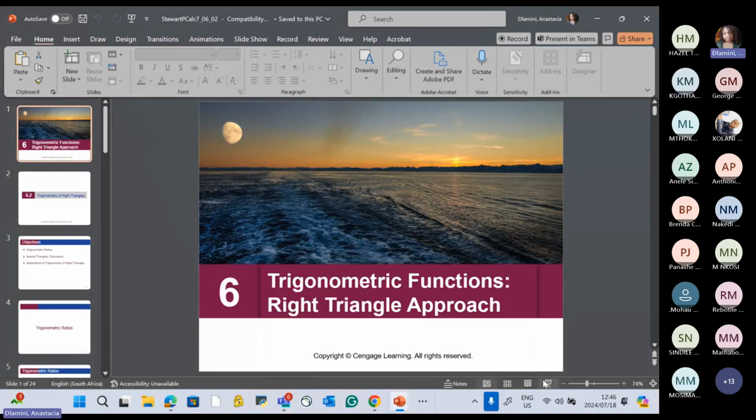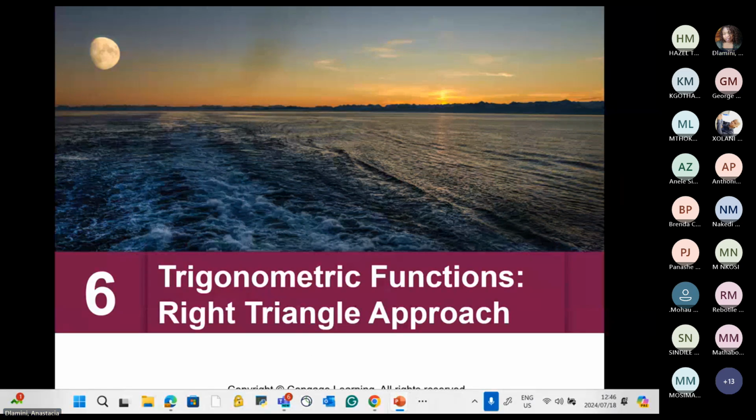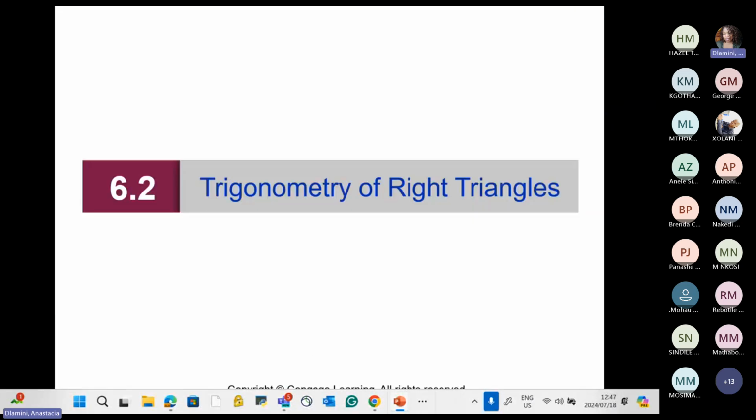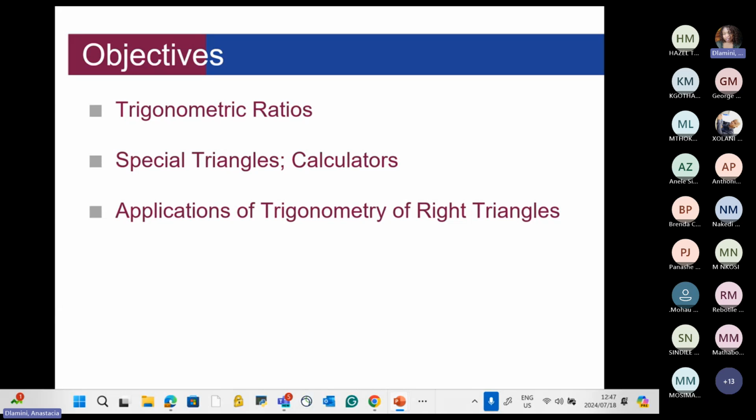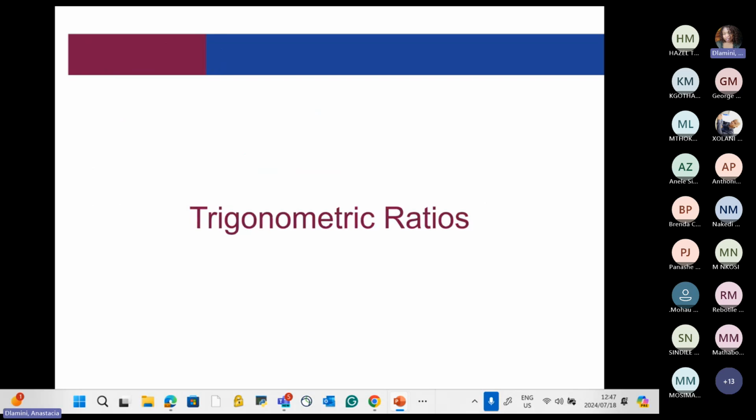Okay, so they're saying trigonometric functions, right angle approach. Trigonometry of a right triangle. The objective is that at the end of this, you have to know the trigonometric ratios and special triangles. They say calculator, but I don't want you to use a calculator. Then the application of trigonometry of right angles. Now you have the trigonometric ratios. Do you remember these ones, guys?